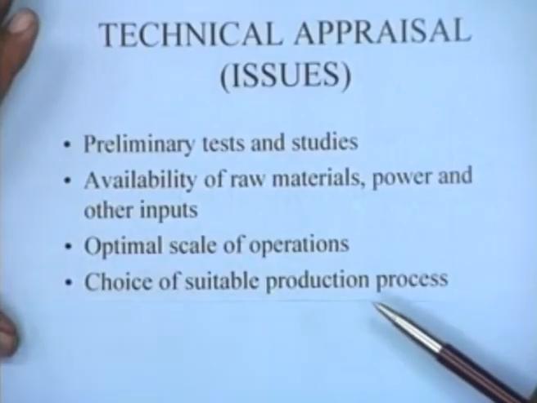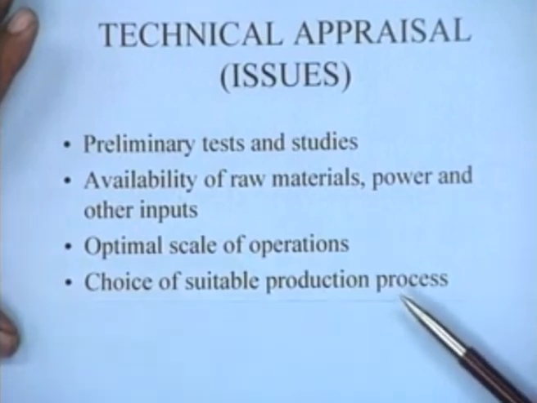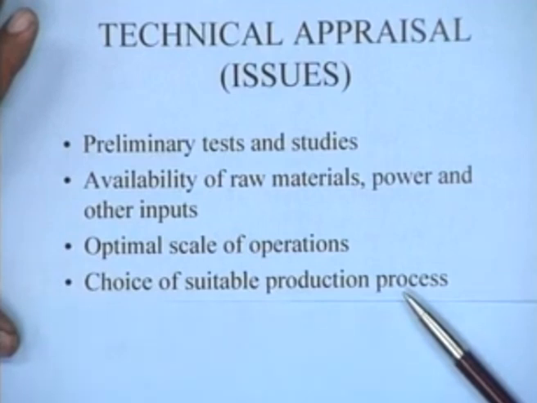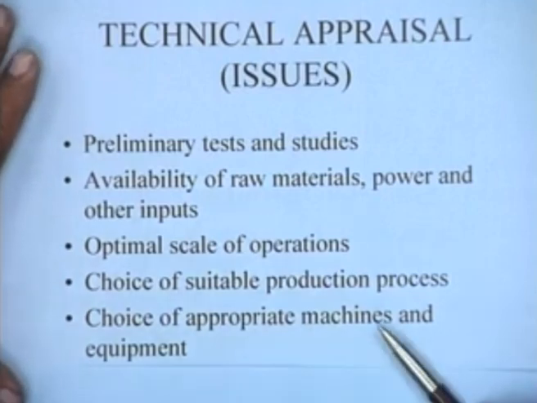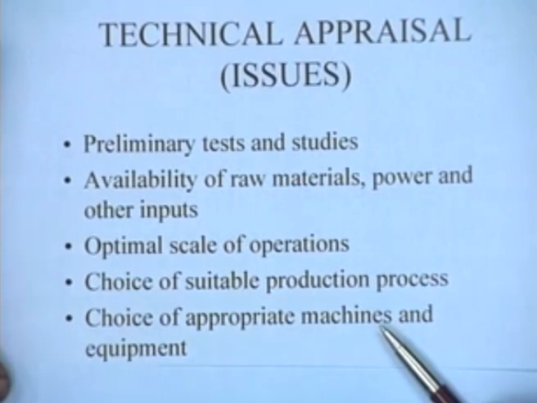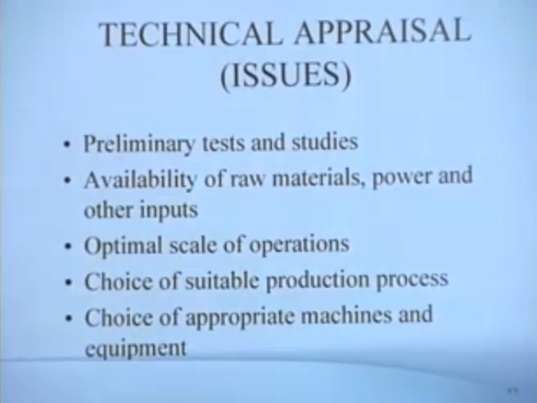Have you made the right choice for suitable production processes? A particular product may be made by a number of different processes. Different processes would have different requirements. So there would be economic considerations, of course, but there would be other technical considerations in terms of the quality of the product that you may be getting. So have you made the right choices there? This becomes an important issue. And have you made an appropriate choice of the machines and equipment which is going to be needed for that kind of project? So this is something very vital when you are trying to do a technical appraisal.